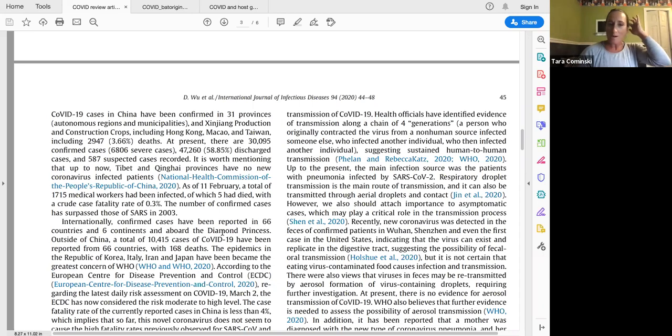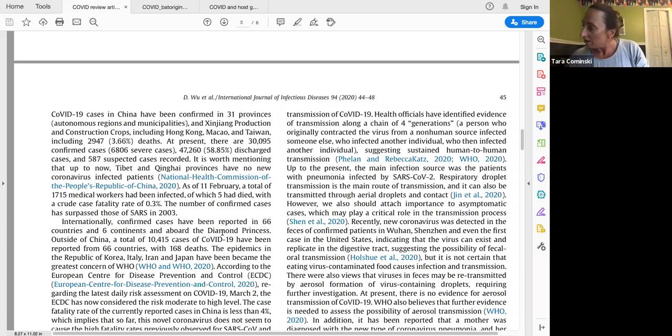And what about 2003? They keep mentioning 2003. Apparently there was an outbreak of this SARS-CoV virus in 2003. That's why they're calling this one SARS-CoV-2, okay? Again, we think that this is so new. It's not so new, okay?